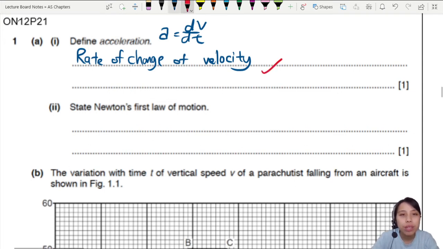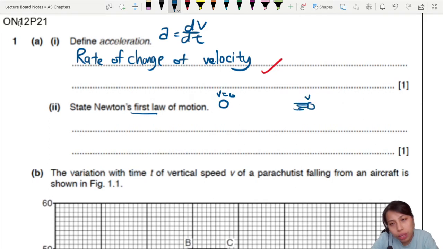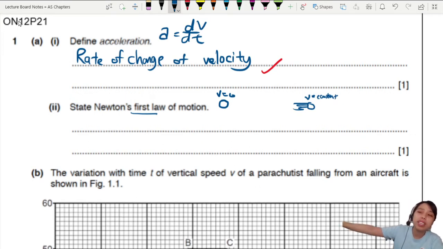Okay, Newton's first law of motion. What is the first law? The first law of motion is related to inertia. If your object is at rest, it's just going to stay there. If your object is moving at a constant speed, and if nobody pushes it or stops it, it's going to keep moving at the same speed.